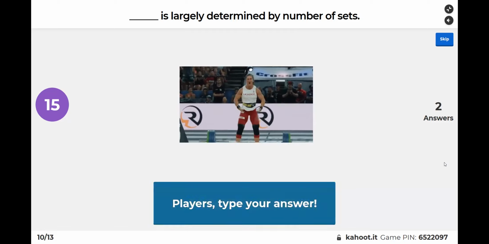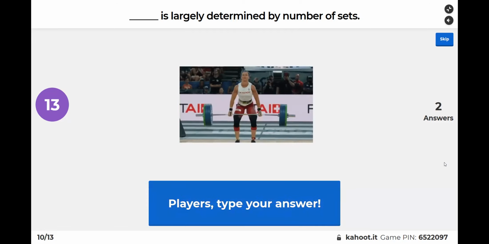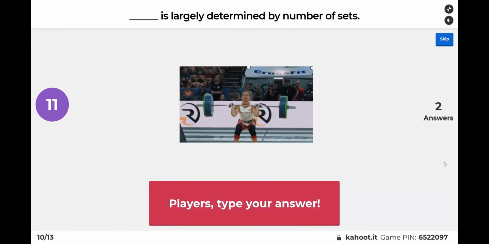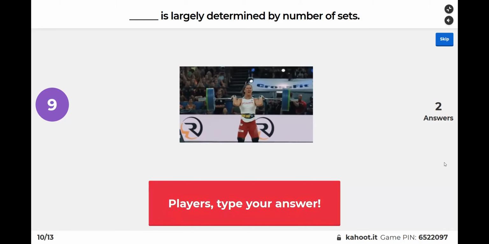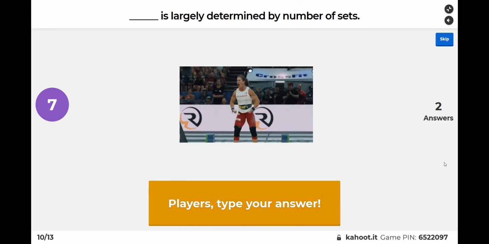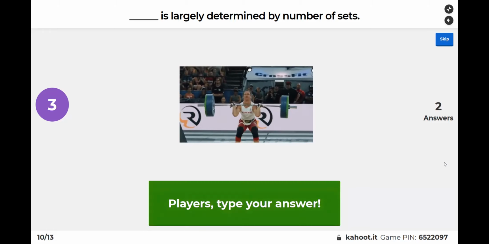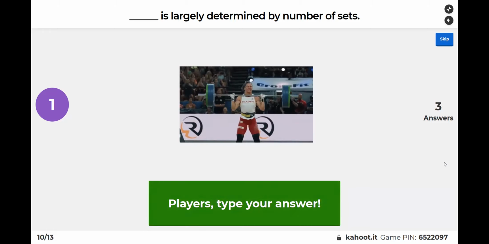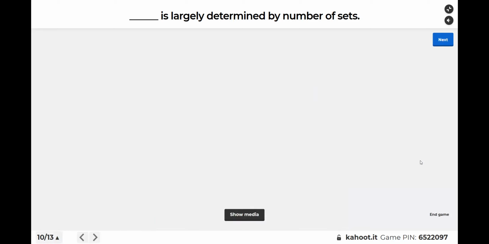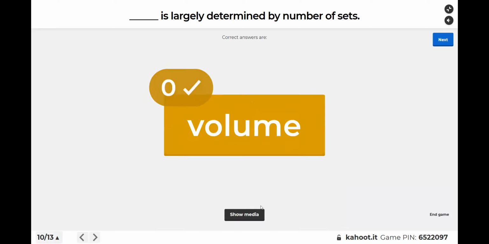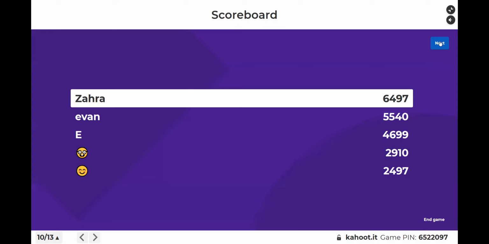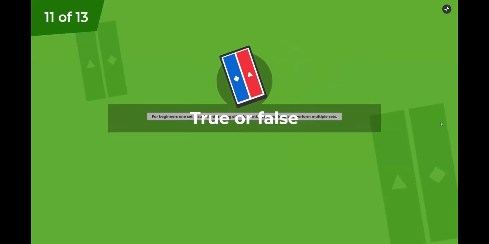That is a power movement, an Olympic lifting movement. We will not do that in the lab. Just too hard. What did you pick? Oh, no one chose volume? That was the answer. Volume is determined by the number of sets. That was right at the beginning of their presentation. No one got it.